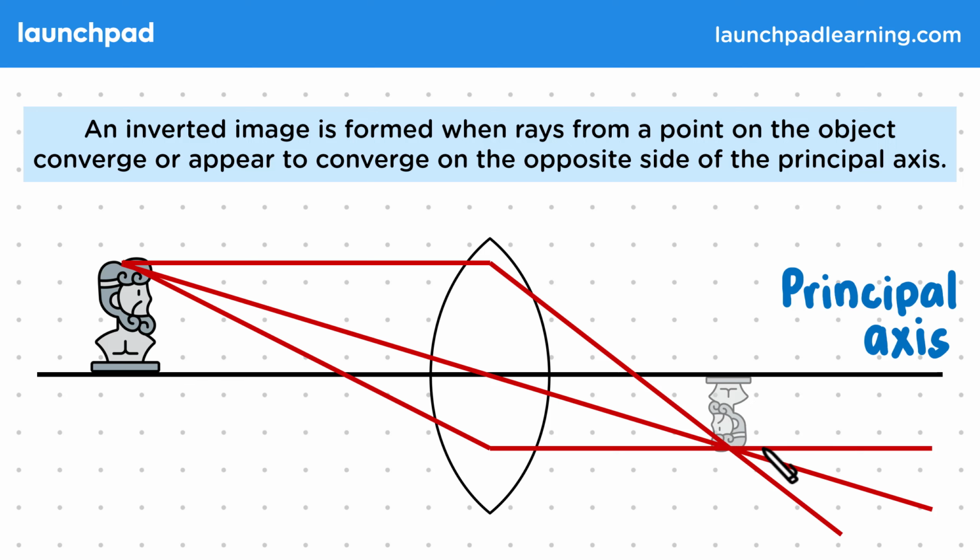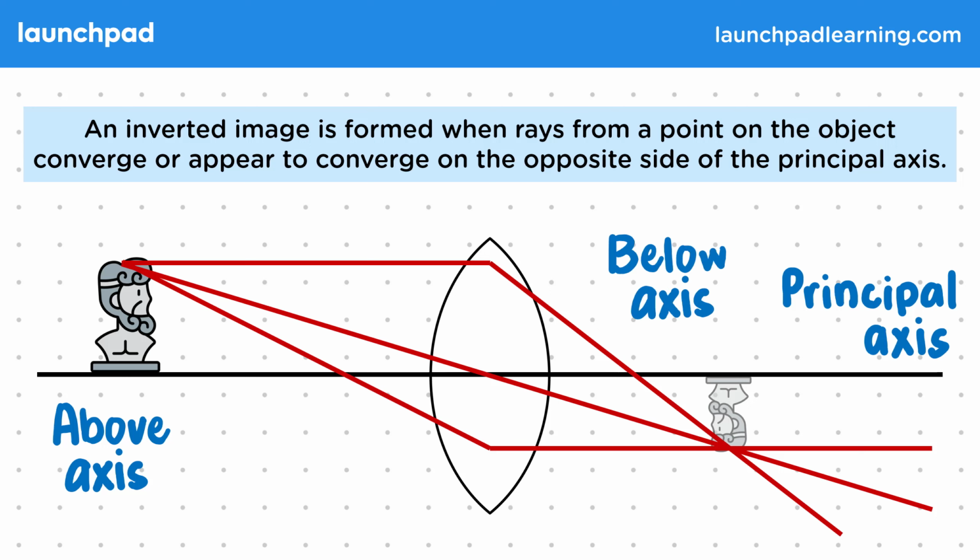Well, we see that our object is standing above the principal axis. This means that the rays in our ray diagram all start above the axis. But then they converge at this point below the axis. This tells us that the top of the image is on the opposite side of the principal axis, which means it's defined as an inverted image. But how does this affect the image? Well, as we can see, the image is now upside down in comparison to the object.